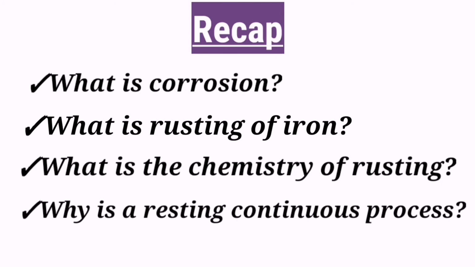Why is rusting a continuous process? The rust layer of iron is porous and does not prevent further corrosion. Thus, rusting continues until the whole piece of iron is eaten away.